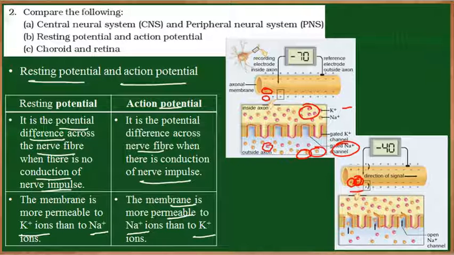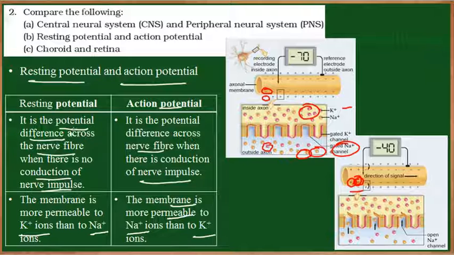and this causes the next channel to open. So from here also, again, more sodium ions enter inside. So the next region becomes positively charged, and this is how the action potential is carried throughout the length of the axon. So these are the differences between resting and action potential.